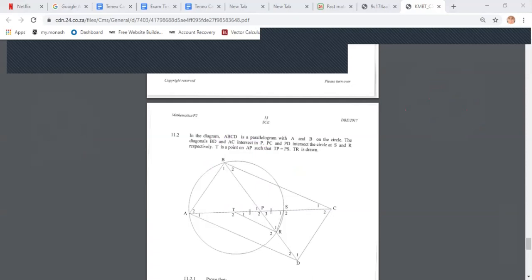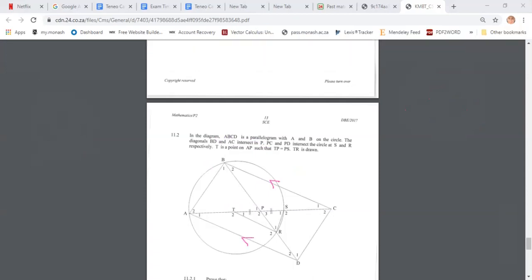In the diagram, A, B, C, D is a parallelogram. Now, if it's a parallelogram, you already know that the opposite sides are parallel and equal. And you know that the diagonals bisect each other. So in other words, that equals that. Now, if this whole piece equals that whole piece, and some of it's the same, then surely that must equal that. So the whole piece equals the whole piece. And the same here, this whole thing equals that whole thing. Let's just remember that one.